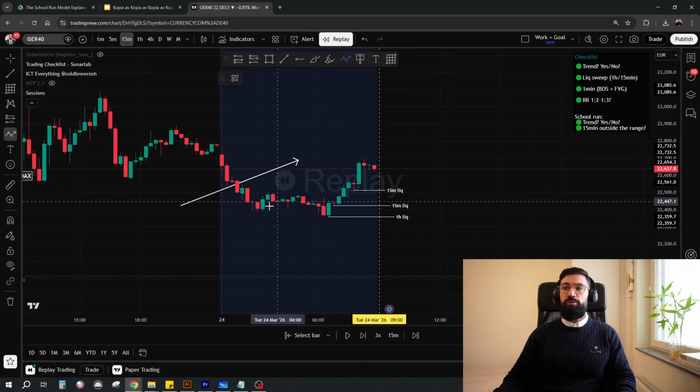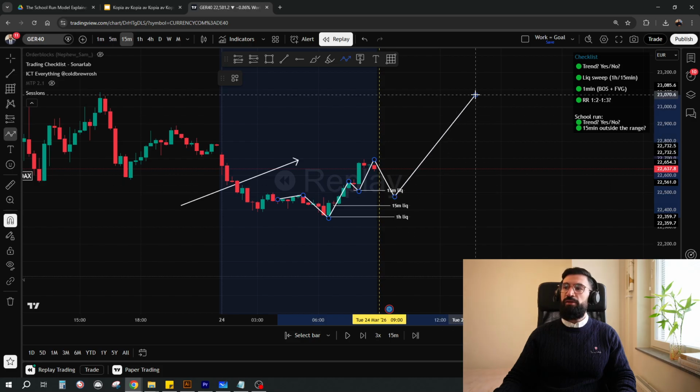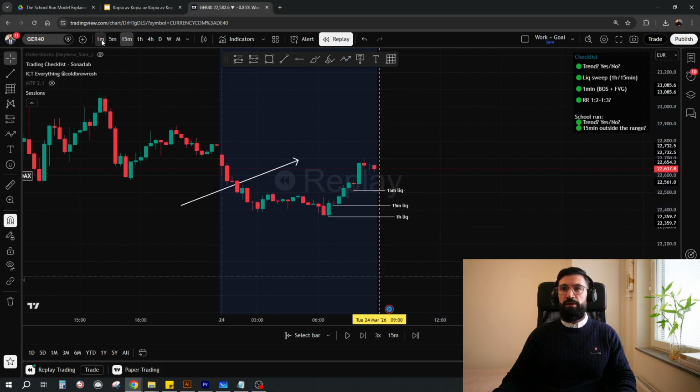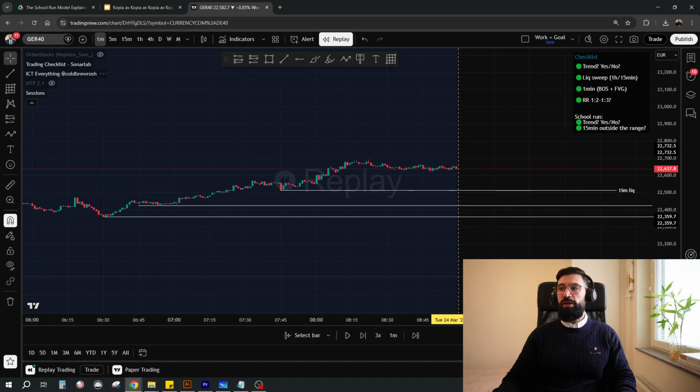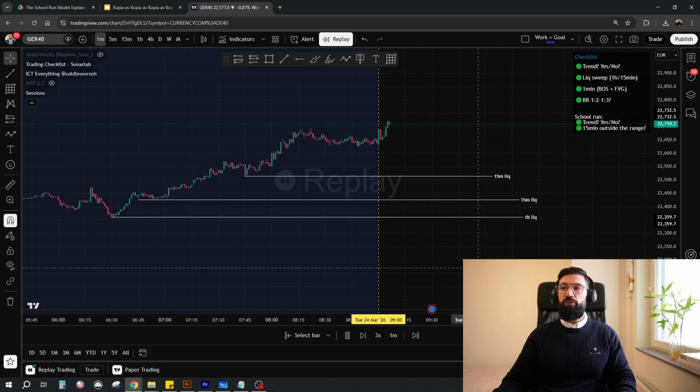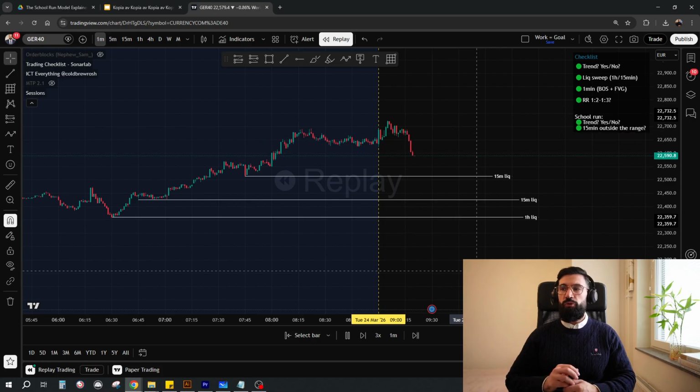We want the market to take out some liquidity and then continue. So we jump down to the 1 minute and we wait for it to sweep liquidity before we do anything. We wait for the market to sweep liquidity and give us a reaction to the upside.